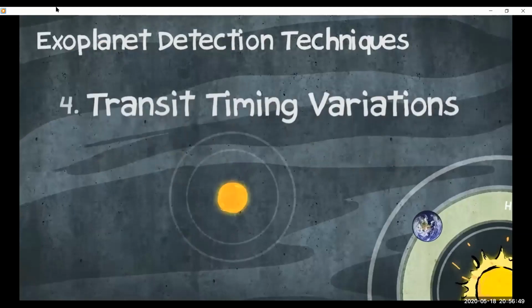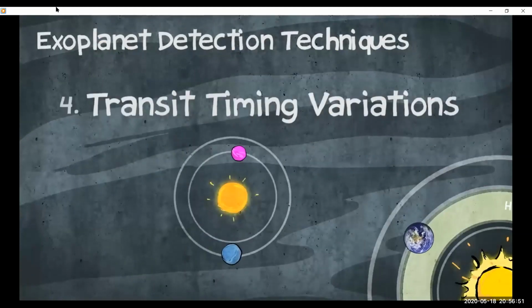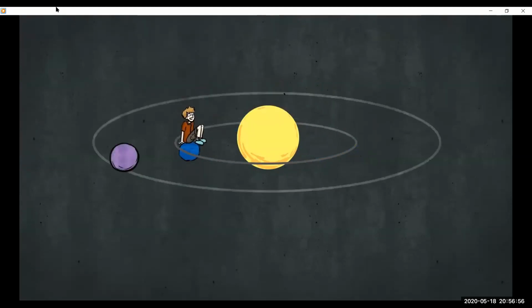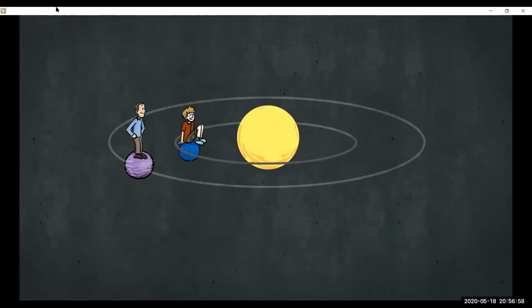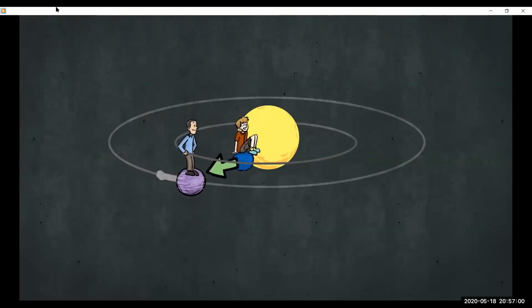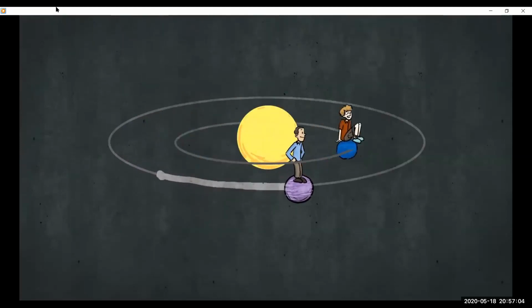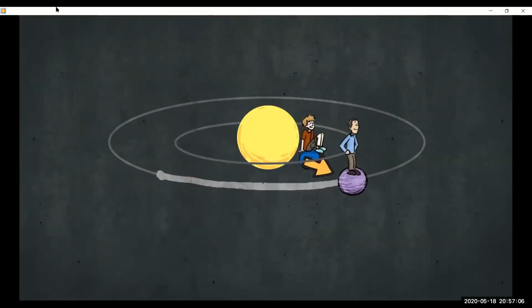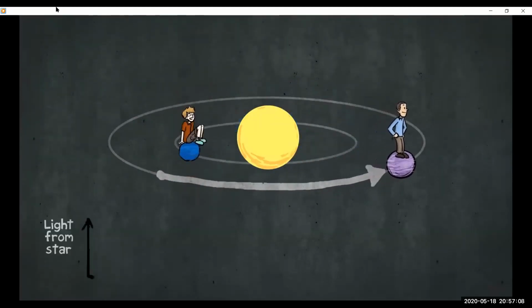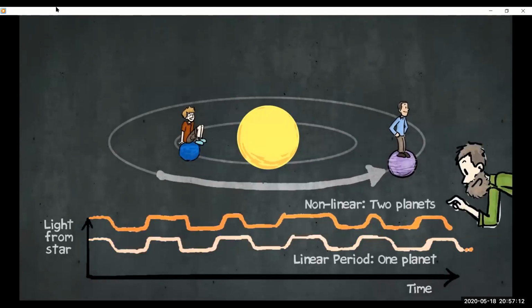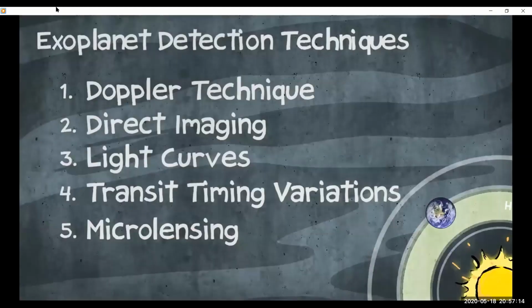So we talked about transits here, and we have a star with a planet going around it. The planet has a very irregular orbit. So now let's say we have a second planet in here. The outer planet can tug on the inner planet and cause it to arrive late to its transit. And then a little bit later, it's ahead of it and it pulls it forward and causes it to arrive early for its transit. So you actually see a nonlinear period. Then you can say, beyond any reasonable doubt, you have two planets here.